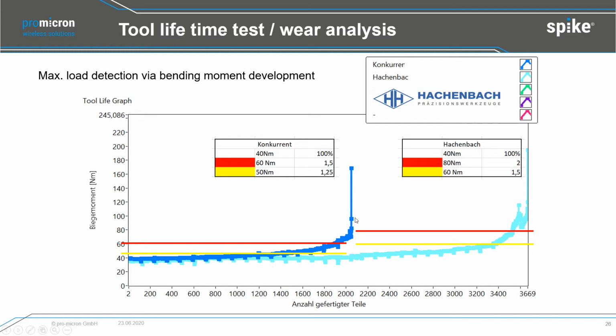If we look at the Hachenbach tool, we see the same effect, but the tool load is totally different. Here, the tool reaches its end of tool lifetime after plus 100%, so even later. Why am I talking about the relative change and the percentage?